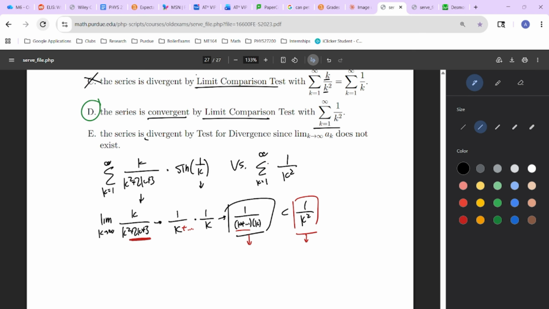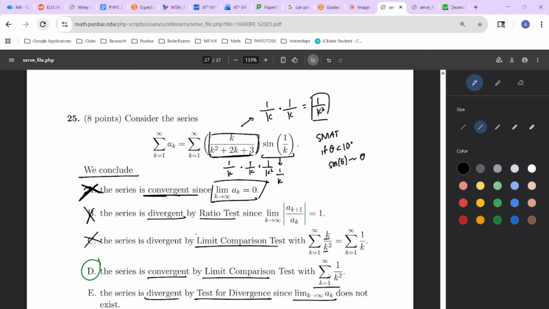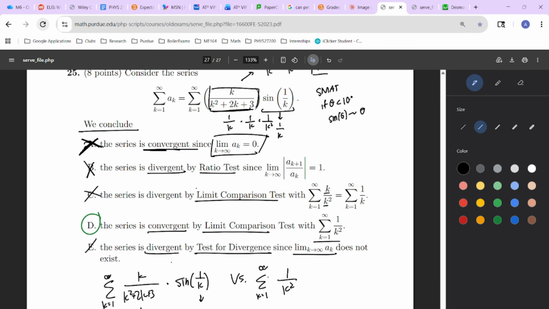The series is divergent by the test for divergence since the limit as k approaches infinity of a sub k does not exist. We can see that it most clearly does exist. Sine of 1 over k approaches 0 over time. And then k over k squared plus 2k plus 3 approaches 0 over time. So you have two terms that are approaching 0 multiplied together. Obviously, their product will also approach 0. That means that E is incorrect, and all we're left with is D.